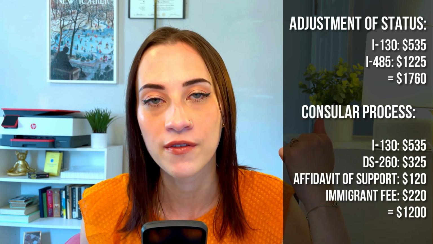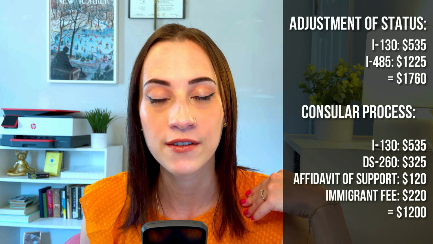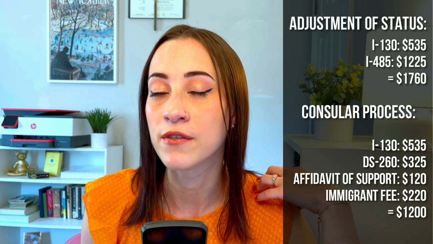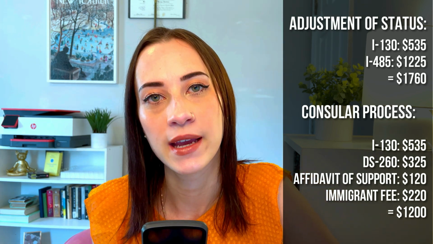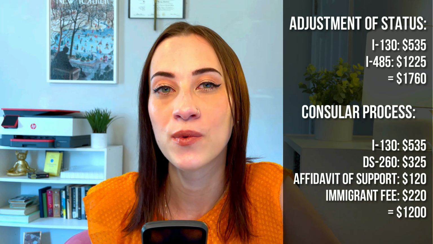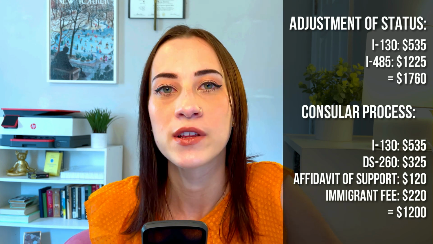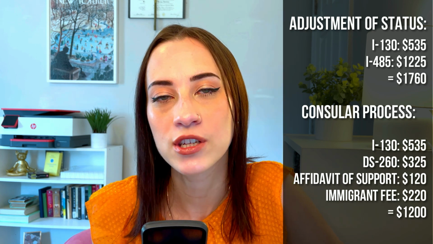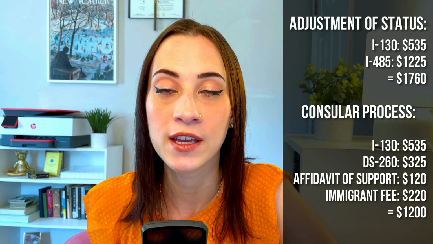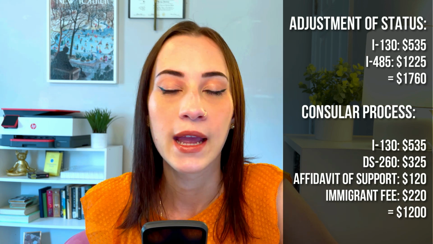It's the $535. The DS-260 fee, which is the fee for the actual application for green card, which right now is $325, I believe. Then you will also have to pay an affidavit of support fee, which is right now $120. That is for them to process your affidavit of support and your financial evidence. And then you will also have to pay the immigrant fee, and that is the fee for the actual physical green card to be processed, issued, and mailed to you. And right now that fee is $220. And you can pay it either before you leave your home country or after you arrive in the United States.